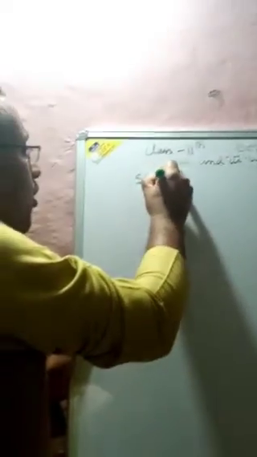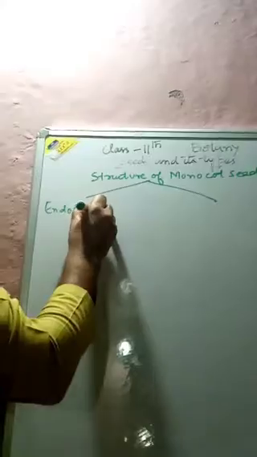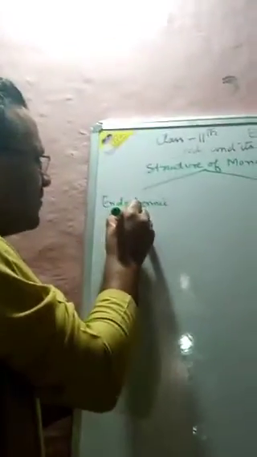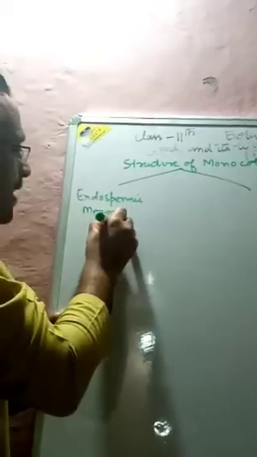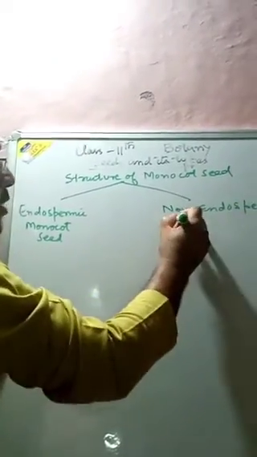In continuation to the last topic, we were studying the seed and its types, and we have discussed the structure of the dicot seeds. Today we are going to discuss the structure of the monocot seed, and we will discuss both types: the endospermic monocot seed and the non-endospermic monocot seed.